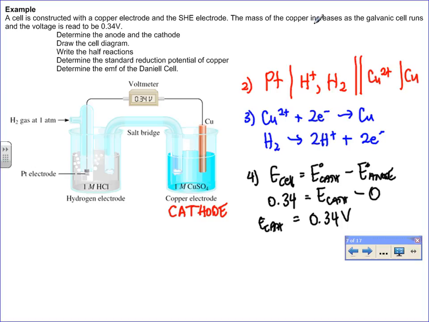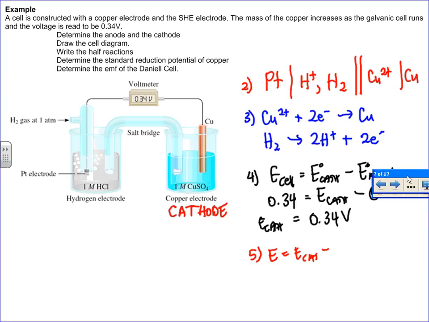The last question is to determine the EMF of the Daniell cell. EMF stands for electromotive force, and it's important that you understand that when you're asked for electromotive force, you're simply being asked for the voltage of the cell, or the cell voltage. So if we want the cell voltage, it is the reduction potential of the cathode minus the reduction potential of the anode.